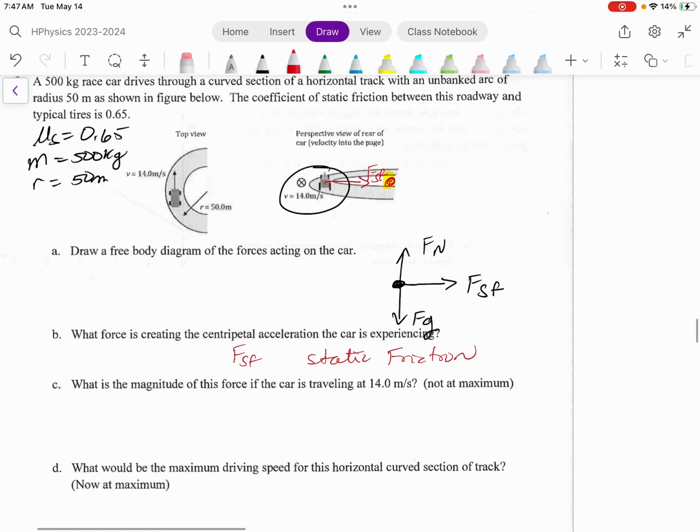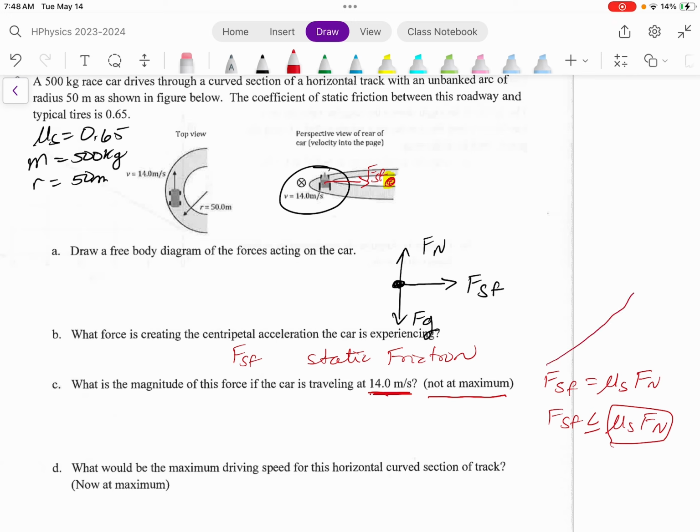What is the magnitude of this force if the car is traveling at 14.0 meters per second? This is not at the maximum. I just didn't tell you it was about to slip. So the force of static friction at maximum is mu sub s times force normal. We're not at that point, so we're something less than that, and we don't know where we are. Force of static friction has a value that goes up, up, up, hits max, and then goes down. We're somewhere in this region, and we don't know what that number is, but we can solve for it using Newton's second law applied to the situation.